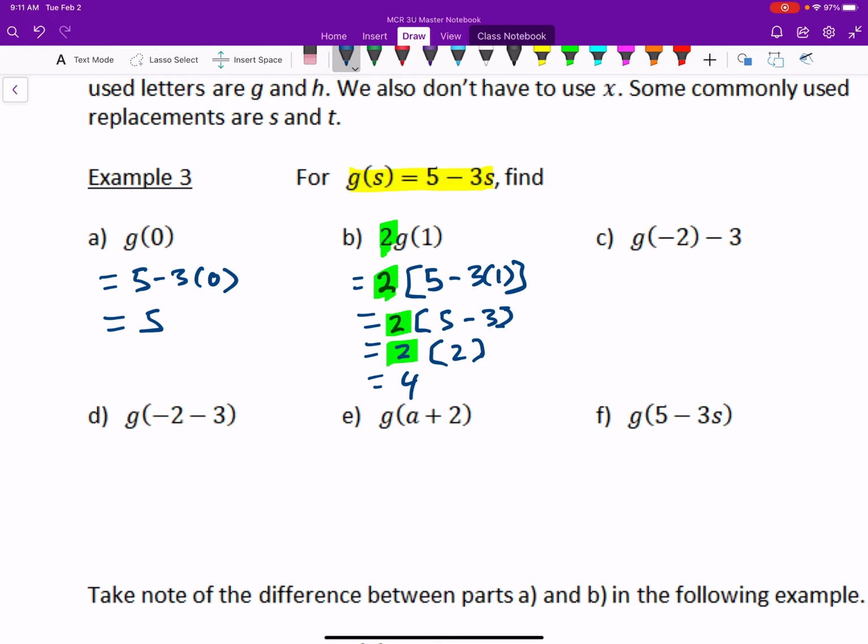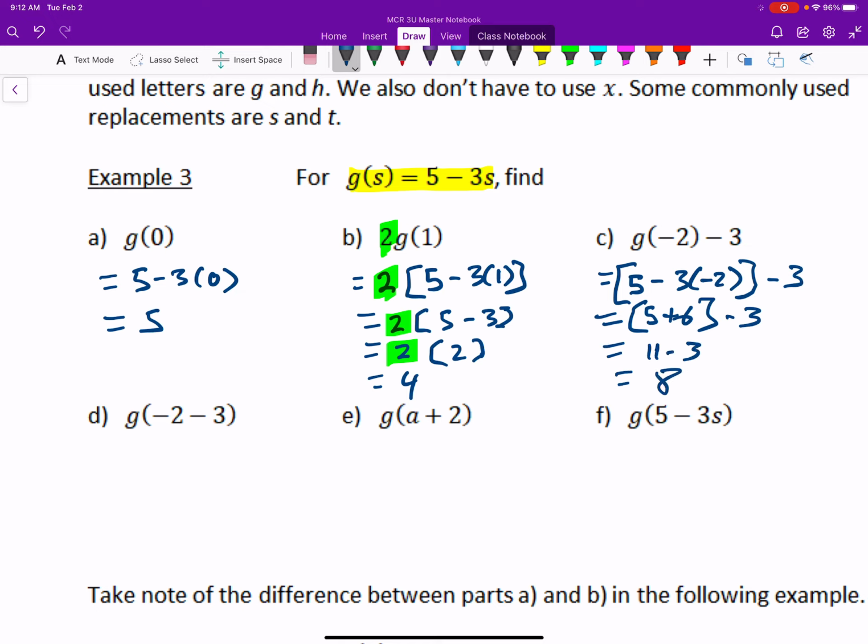In C part, order of operations again, but this time I'm going to find out what g at -2 is, and then after I've done that, I'm going to subtract 3 from that. So I'm going to put -2 in for s, and after I've done everything else, then I'll subtract 3. So that becomes 5 plus 6, and that becomes 11, and the final answer is 8. Again, for this one, they're both inside the brackets, so order of operations tells me to simplify first, and I'm just going to find g at -5. So I end up with 5 plus 15, or 20.